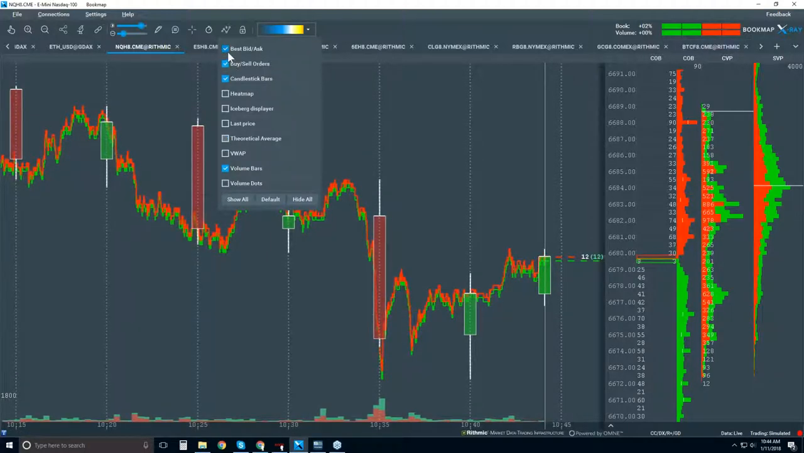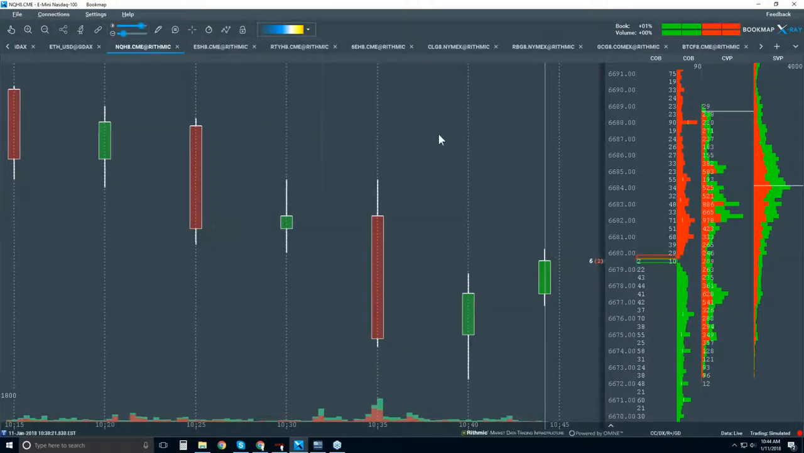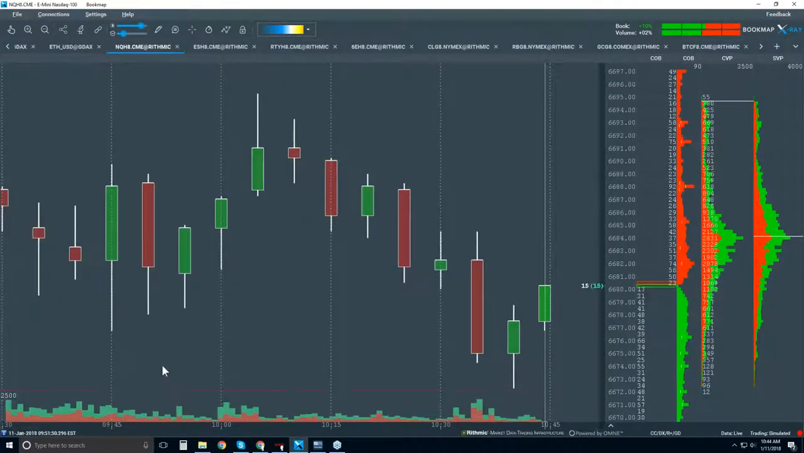So that we just see the basics, and why you're getting an advantage looking at Bookmap. Here's a 5-minute candlestick chart, and the only other indicator we have on here is volume in the sub chart.